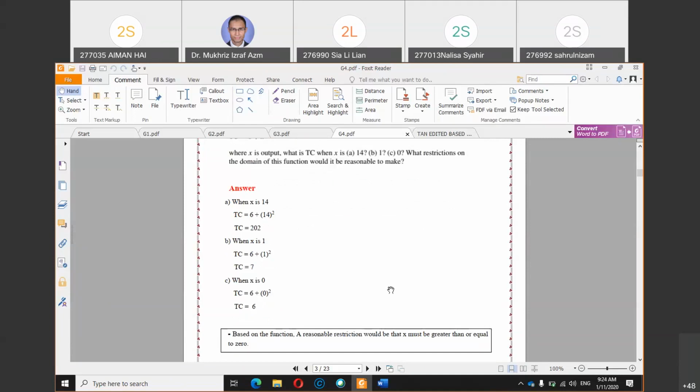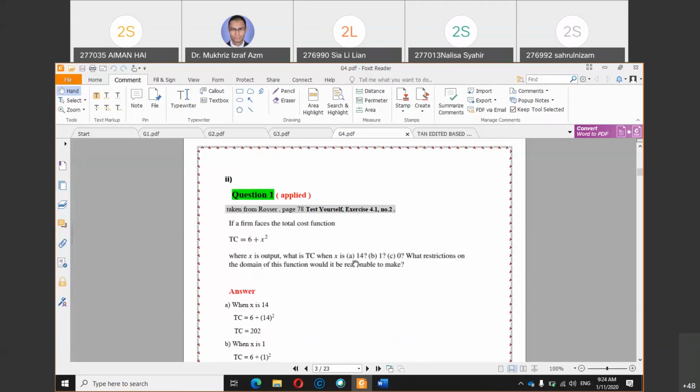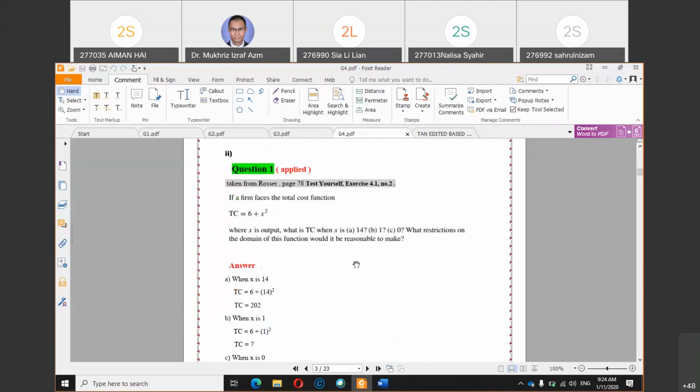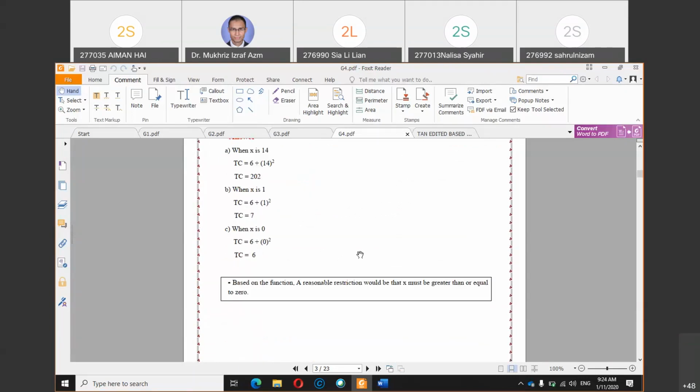But why must X be greater than or at least equal to 0? Because X is the output, you cannot produce negative output, right? Your output must be a positive number. I think that is the easiest way to understand, because this is the cost function and X is the output. So you cannot produce a negative output value. That's why it must be greater than 0.